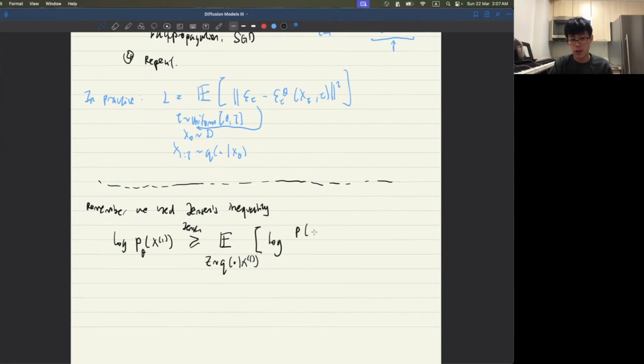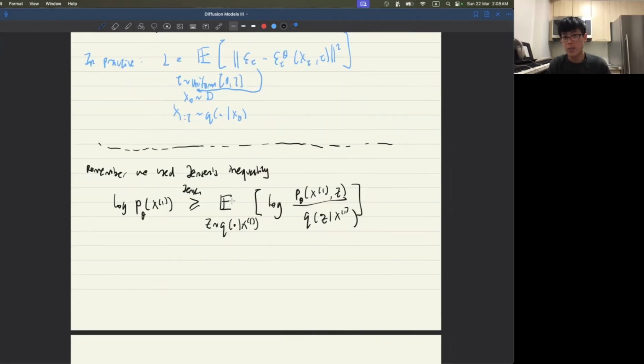Log of the joint distribution over the variational distribution. So this is our Jensen's inequality. But the use of Jensen's inequality over here actually masks a very beautiful fact, which is that the difference between the actual log likelihood and the actual evidence lower bound is the KL divergence of the variational distribution with respect to the posterior distribution.